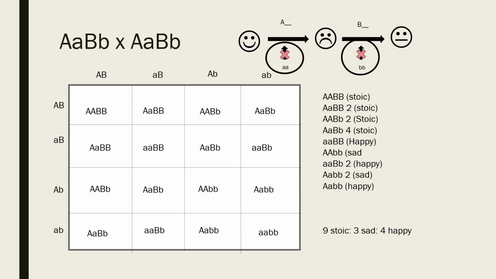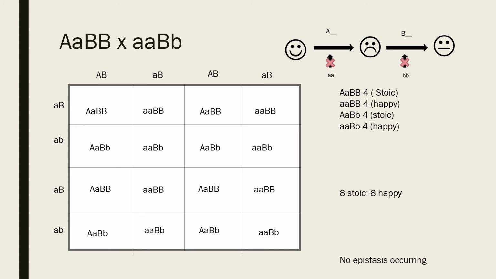the stoic face. So here we have listed out all of the genotypes with their respective phenotypes that they have, and combining all of the alike phenotypes, we can see that we still get a 9:3:4 ratio, which means epistasis is occurring in this situation.